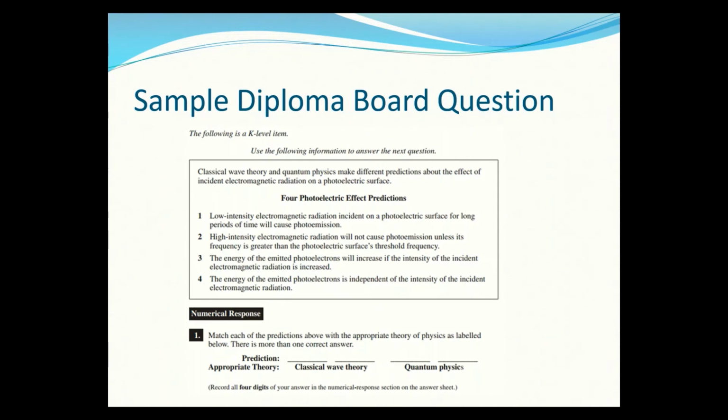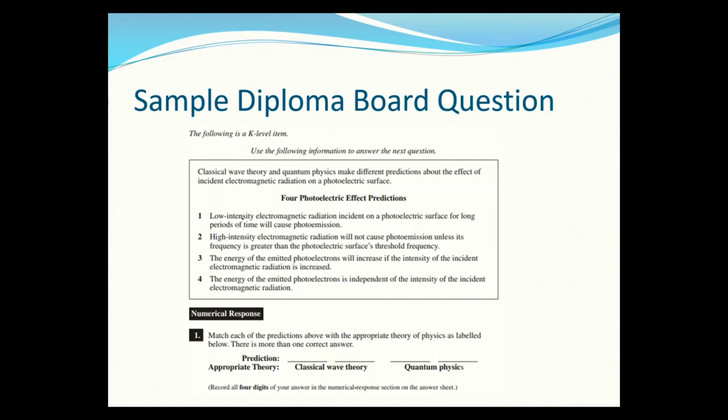Okay, so this first question is one of those tricky questions that deals with, is it classical theory or is it quantum theory? So make sure you give these a go before I go through them. This first question says, classical wave theory and quantum physics make different predictions about the effect of incident electromagnetic radiation on a photoelectric surface. So what we're trying to do is match up which of these predictions fit with what theory.